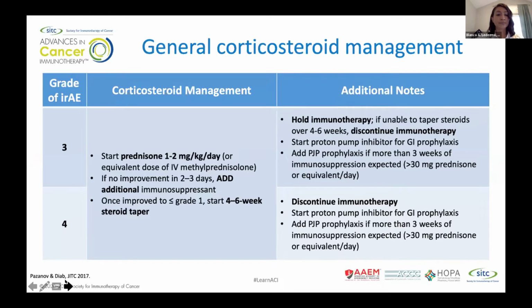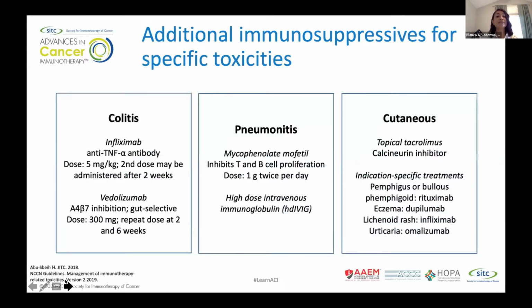The additional immunosuppressives available to treat these IRAEs: for colitis, it would be infliximab, the anti-TNF alpha antibody dosed at 5 milligrams per kilo, given every 2 weeks, and typically patients just need a couple of doses. For those patients who perhaps have latent TB and cannot have infliximab, vedolizumab, an alpha-4 beta-7 inhibitor, is another alternative. It's gut selective, more often given with CTLA-4-induced colitis, dosed at 300 milligrams, and it can be repeated at week 2 and 6.